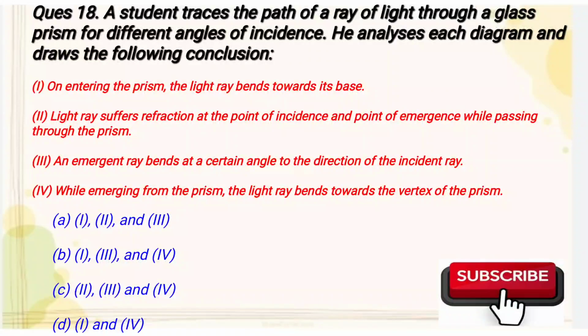A student traces the path of ray of light through a glass prism for different angle of incidence. He analyzes each diagram and draws the following conclusions. 1. On entering the prism, the light ray bends towards its base. 2. Light rays suffer refraction at the point of incidence and point of emergence while passing through the prism. 3. An emergent ray bends at a certain angle to the direction of incident ray. 4. While emerging from the prism, the light ray bends towards the vertex of the prism. Option A, both option 1, 2 and 3 are correct.